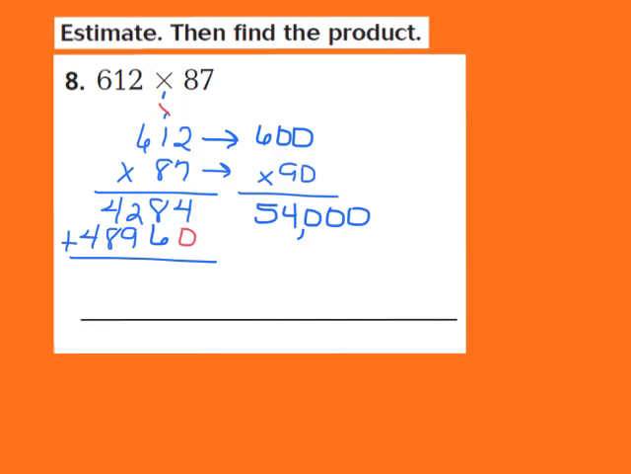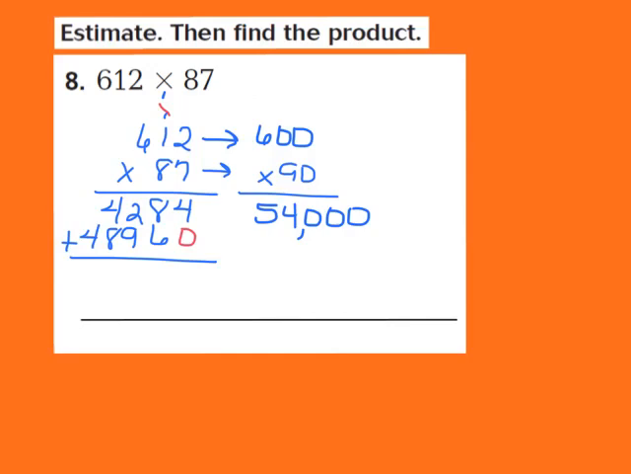Now my next step is add the partial products. Once again, what that means is, when I see 4,284, that represents 612 being multiplied by the 7. My second partial product is 48,960. That represents 612 being multiplied by 80 because the 8 is in the tens place. Now, when I add the partial products, let's see what happens.